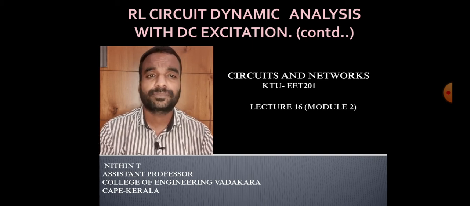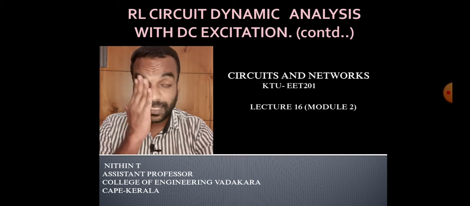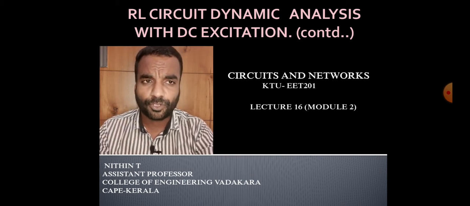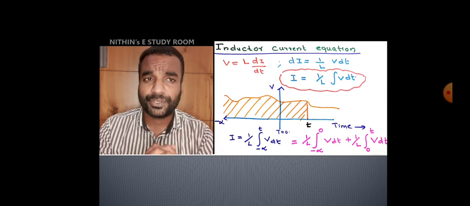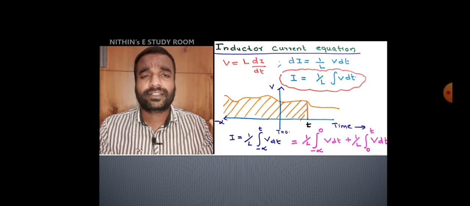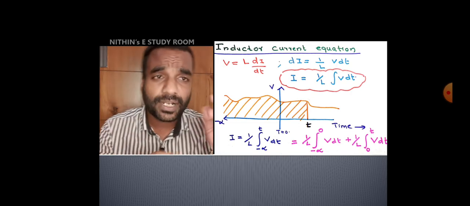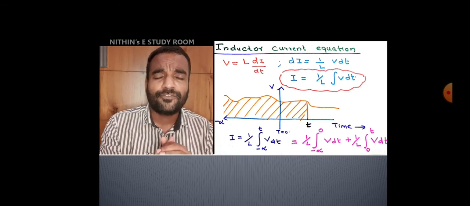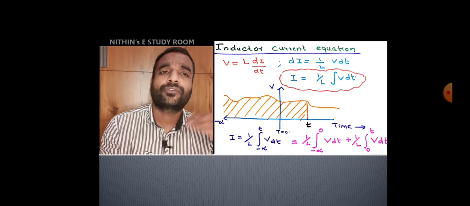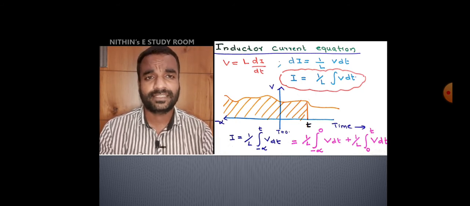In last class, we discussed the pure inductor case. We can just go to those slides for recapping the contents of last class before going to today's topics. Okay. So this was the content of last class. Inductor current equation. We all know that the inductor voltage equation is V is equal to L di by dt. So the current equation is 1 by L integral V dt. So this is the meaning.